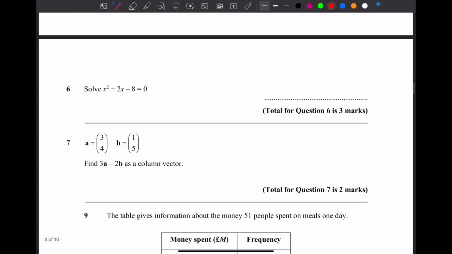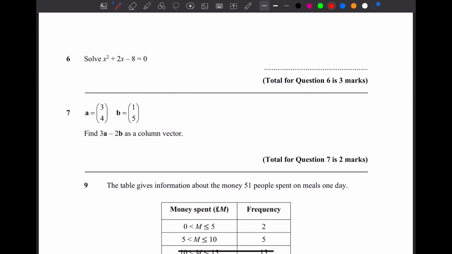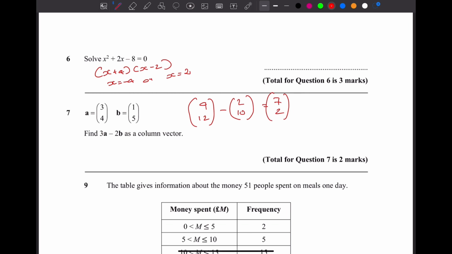Okay. So with factors of 8, that makes (x plus 4)(x minus 2). Solve: x is minus 4, or x is positive 2. 3a, 3 times a is what? 9, and 3 times 9 is 12. Got it. Take away 2 times that, 2 and 10. Take it away, 7 and 2. Column vector. Done.